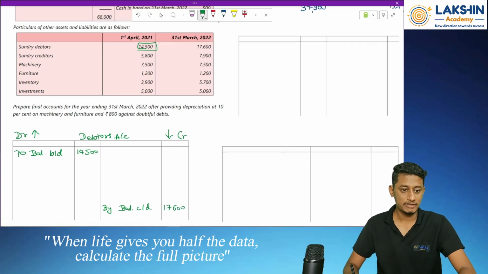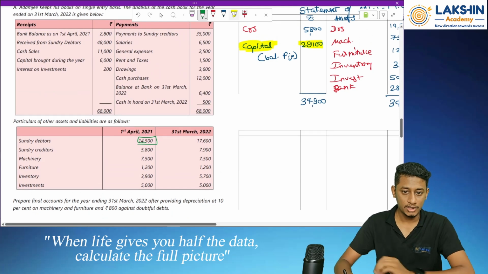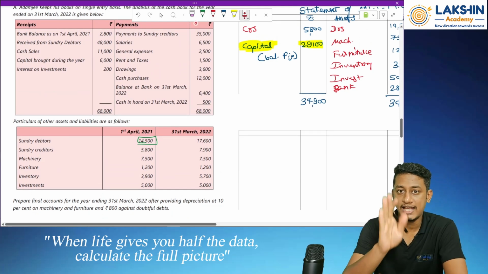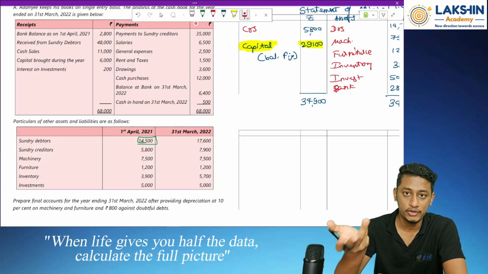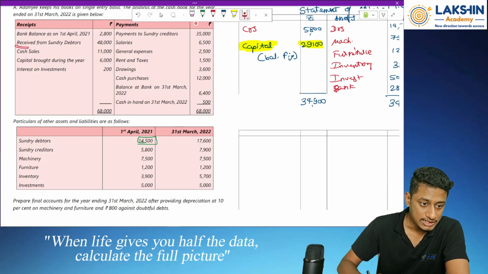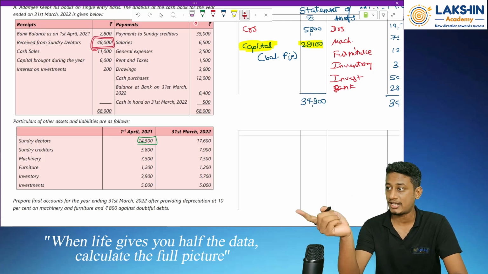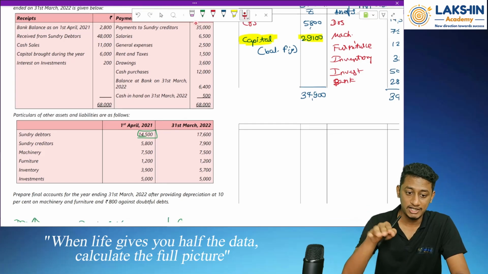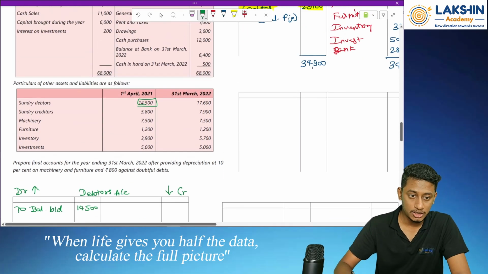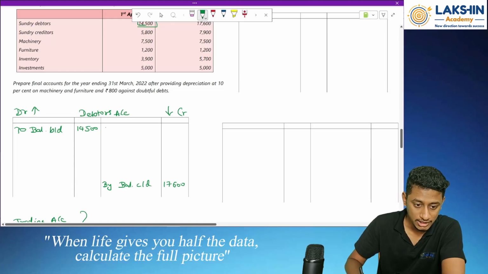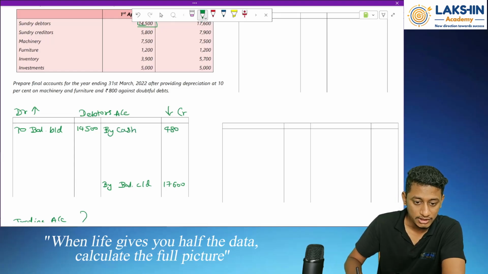Okay, what else is given regarding the debtors? Will cash sales come in the debtors account? No, because while making a cash sale we receive cash, so there is no point of creating a debtors account. Then, received from sundry debtors. I have received some cash from debtors, 48,000, and we know that whenever I receive cash from debtors, my debtors value will reduce. So on the credit side, by cash or bank, 48,000.